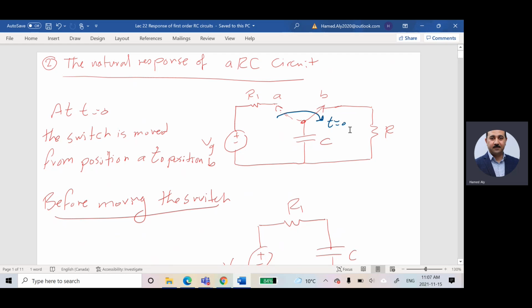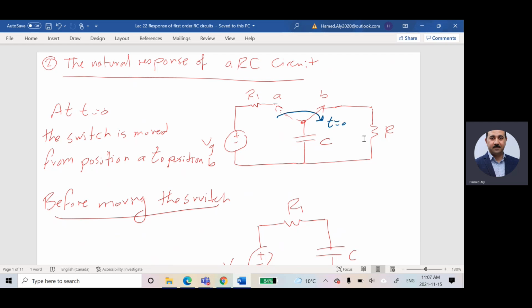But let us look at this circuit. The voltage before moving the switch immediately across R is equal to what? 0. It was equal to 0. But after moving the switch, it became the voltage across the capacitor. After moving the switch, it is changing because I have another circuit. So the voltage across the capacitor is not changing instantaneously.